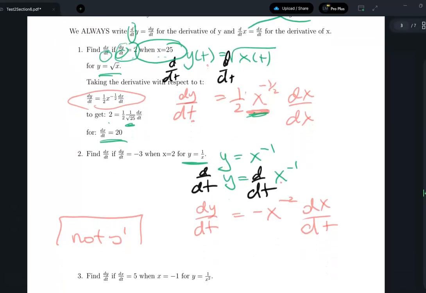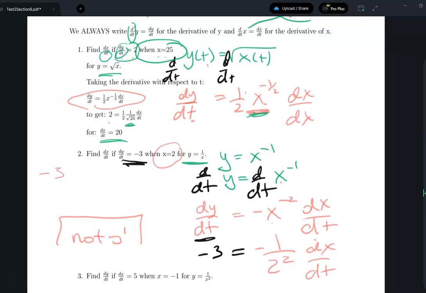All right, so now I get to plug information in. So dy over dt is negative 3. Oh, okay, there we go. And then I get to plug in x is equal to 2. Okay, I'm going to take the time to write this as negative 1 over 2 squared. And then this dx over dt carries along. Oh, will you look at that? This is, I'm going to bring it up here. Negative 3 is negative 1/4 dx over dt. Can you see that 12 is equal to dx over dt? There it is.